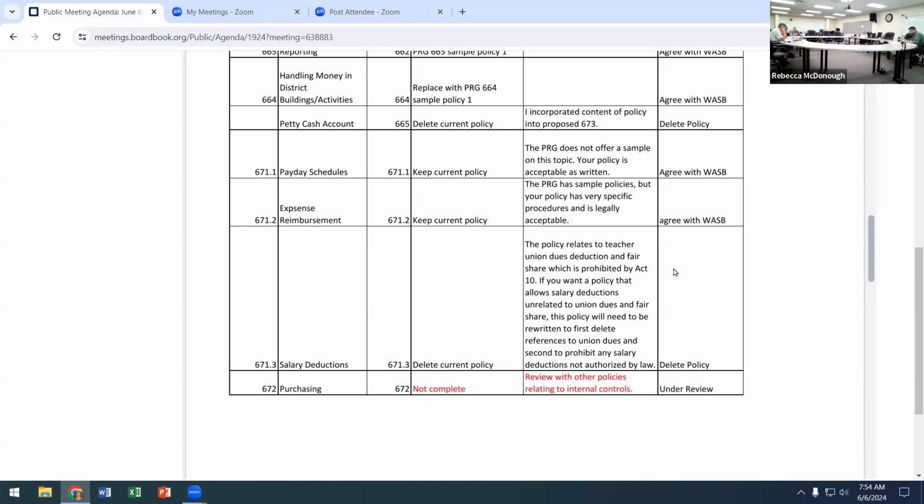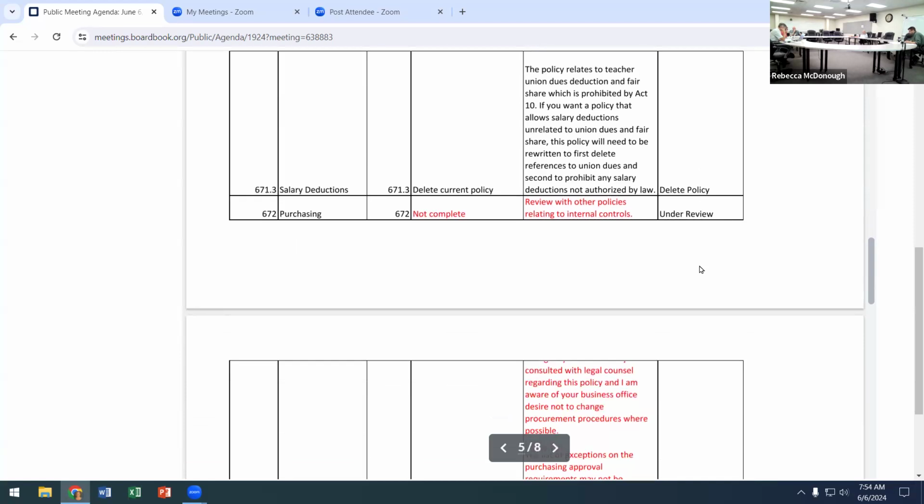671.3, salary deductions. We're deleting this based on some of the actions and work that's within NAP 10, and some of those aren't allowed. For their union dues now, they don't have any option. Most of them pay a lump sum, and does it go through your office at all? It can't go through us at all. It's also part of why we don't know who's a member of the union or not. None of it goes through us. This all goes separately, so this policy's not needed.